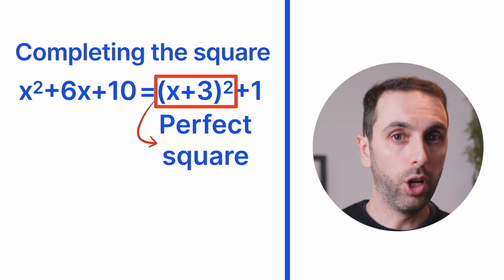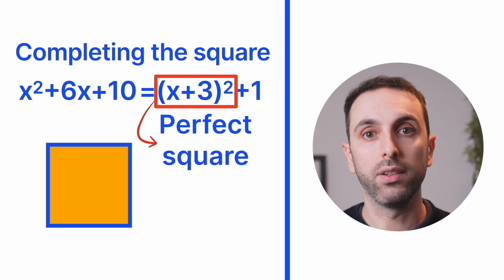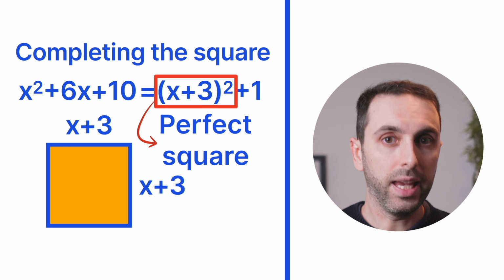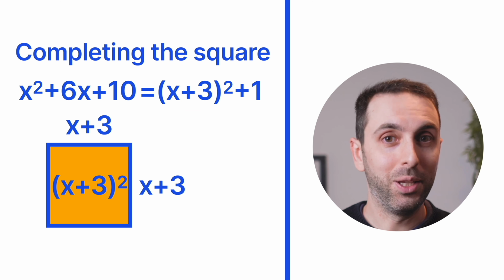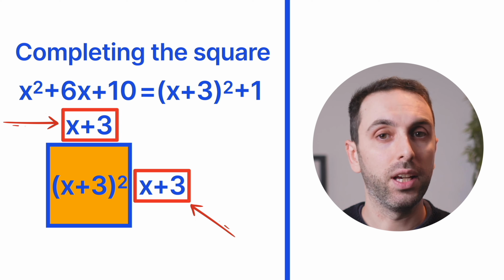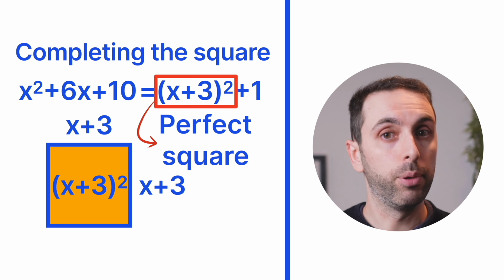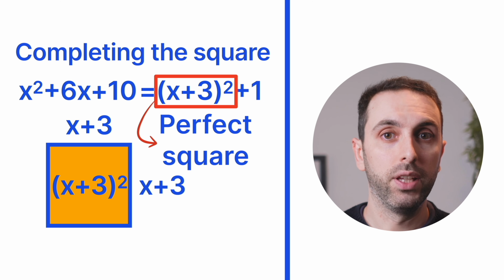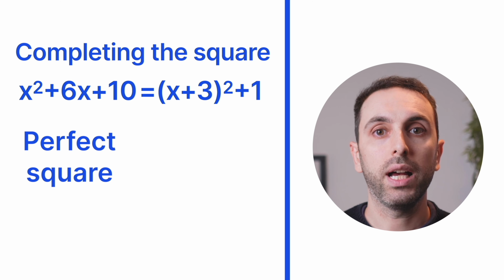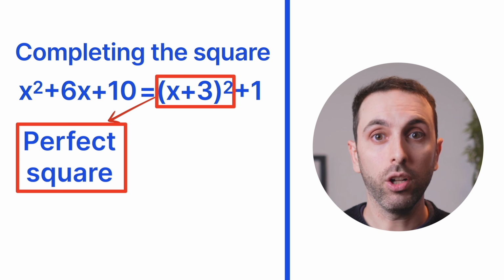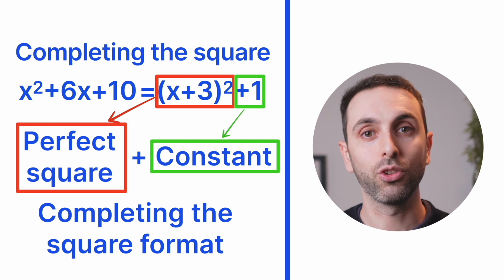The reason why this is known as a perfect square is because if we were to consider a shape where its sides are both x plus 3, then its area would be x plus 3 all squared. And some of you may notice that this shape is indeed a square since each of its sides are the same length. So this is why x plus 3 all squared can be considered a perfect square, because you can rethink of this expression as representing the area of a square. So as long as you have this perfect square plus a constant, then this expression is considered to be in the format of completing the square.